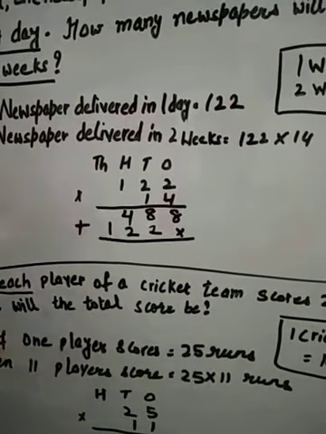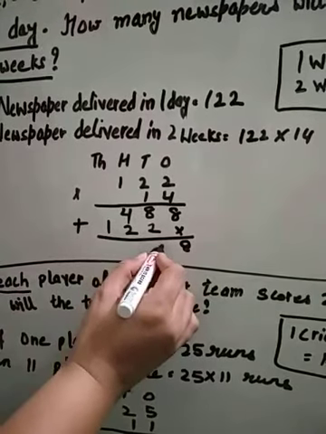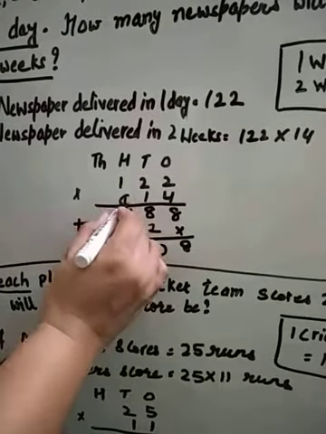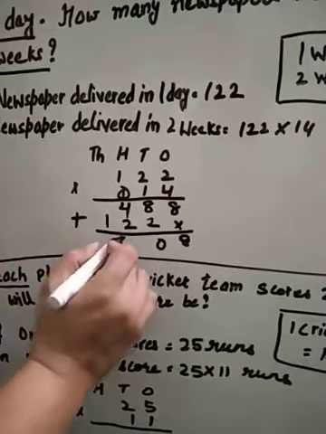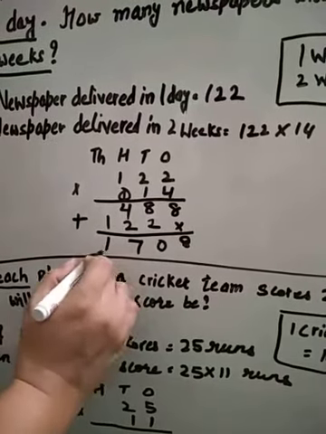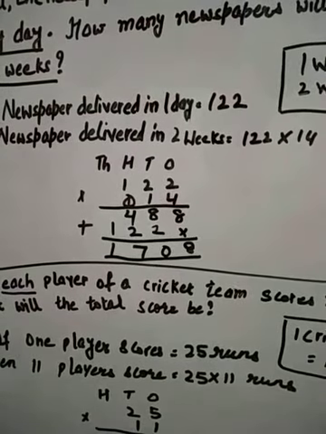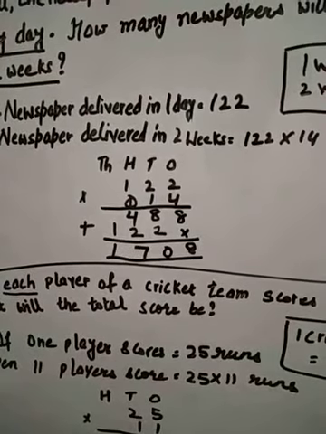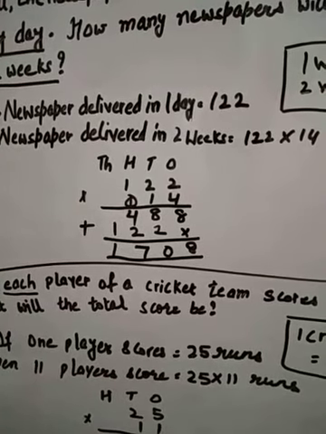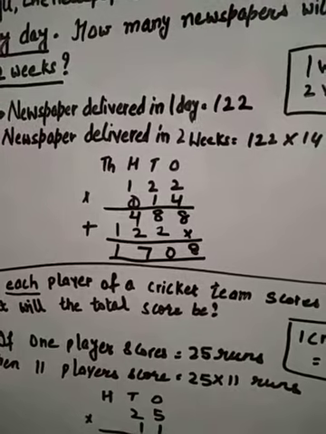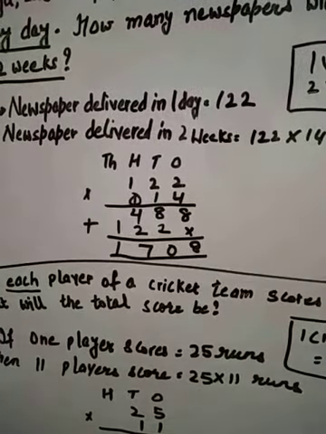I will do the addition here. 8 plus 0, 8. 8 plus 2, 10. 1 I will put here. 4 plus 1, 5. 5 plus 2, 7. 1 remains here. So answer is 1708. So how many newspapers he delivered in 2 weeks or 14 days? 1708 newspapers. I hope all things are clear to you. Now I will go to the second sum.